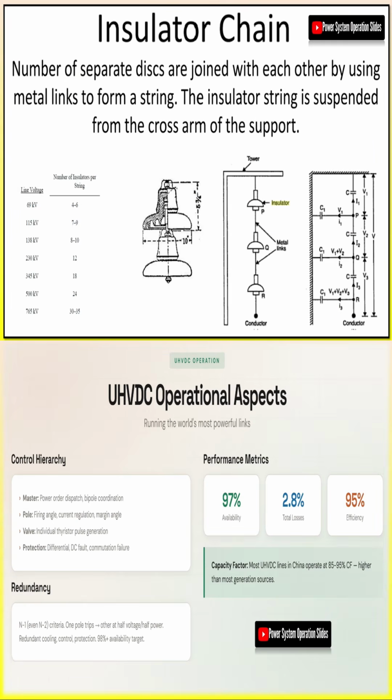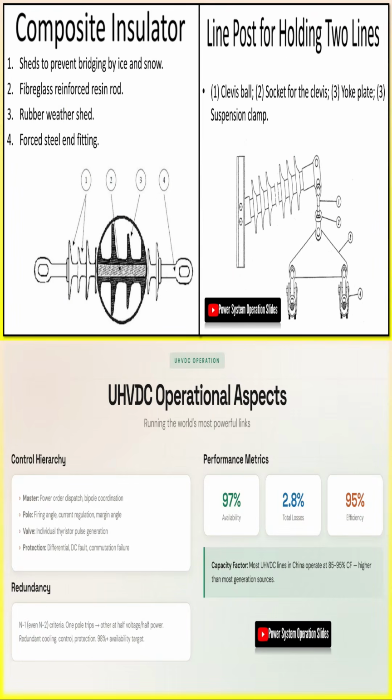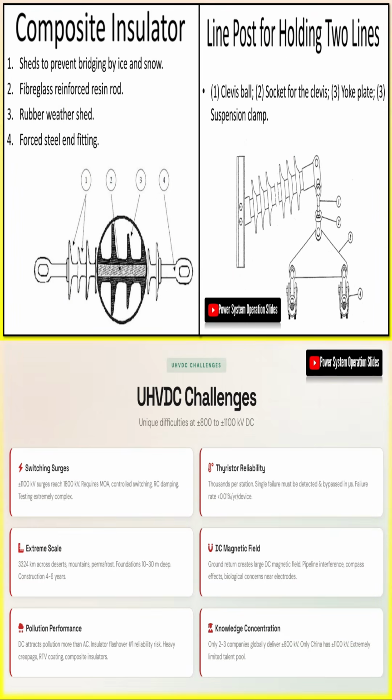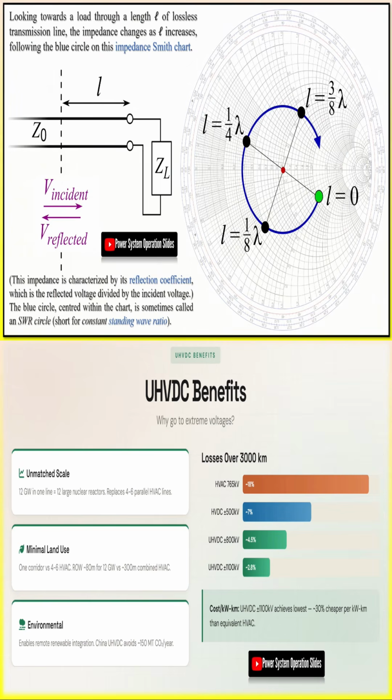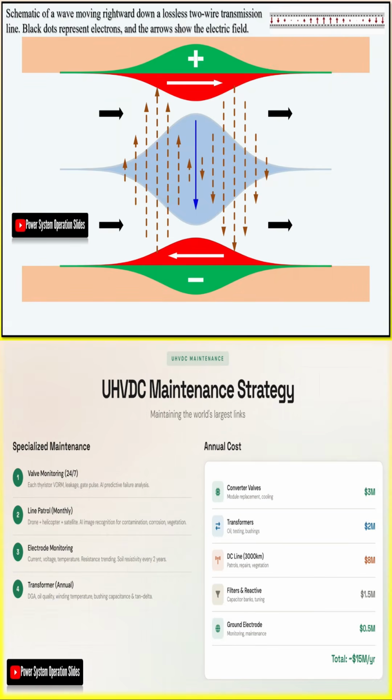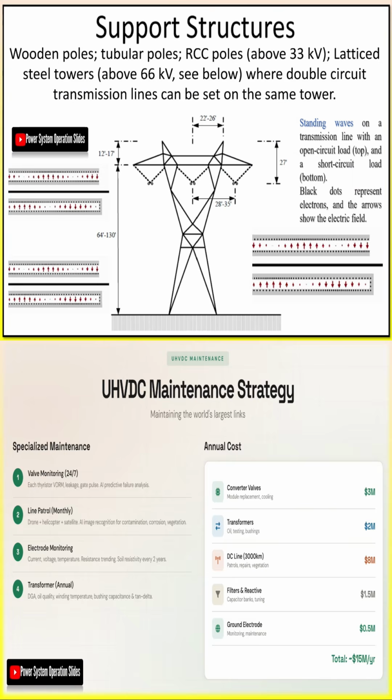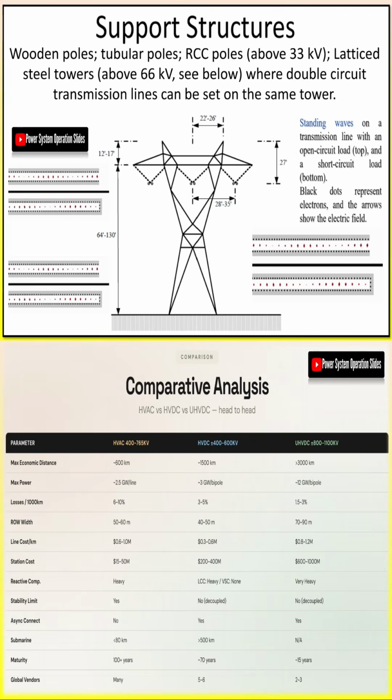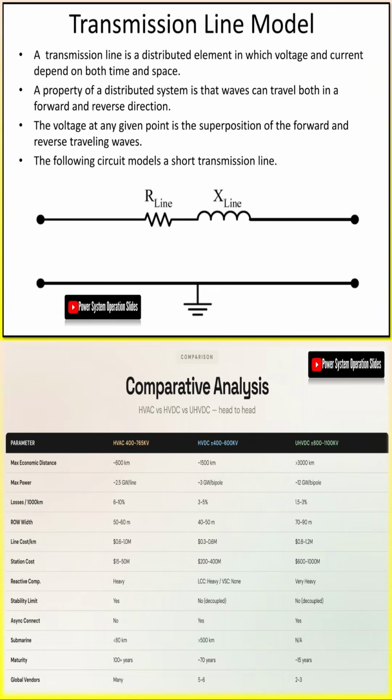These parameters combine into the concept of surge impedance loading, defined as SIL equals V² divided by Zc, where Zc is the square root of the ratio of inductance to capacitance. At surge impedance loading, reactive power flow is balanced with no net VARs, and for a typical 400 kV line this corresponds to approximately 400 to 600 megawatts.